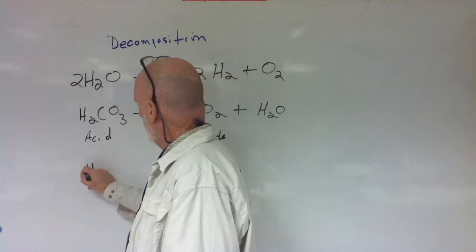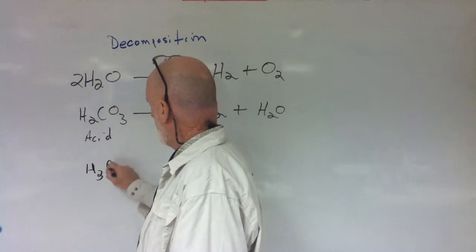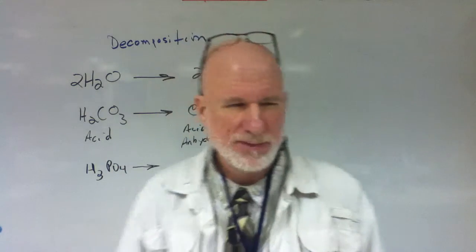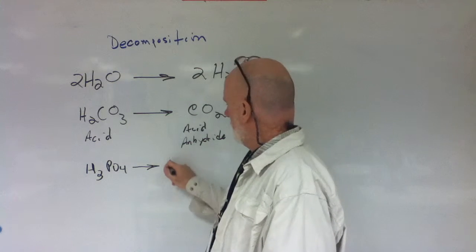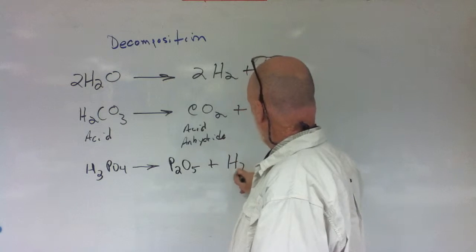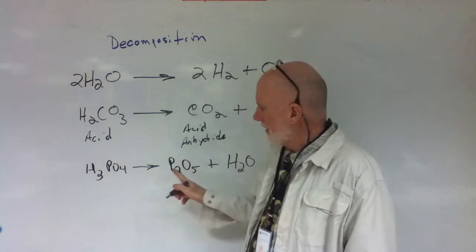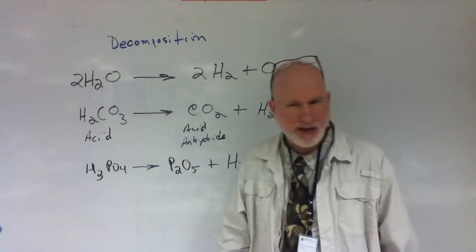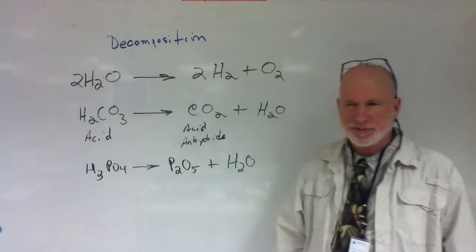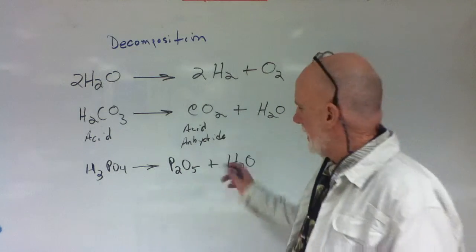We have one you're going to have to balance, and it's a tricky one to balance, but once you get it, it's going to be obvious. That's going to be P2O5 plus water. The acid anhydride that corresponds to PO4 is P2O5, diphosphorus pentoxide. So how would you balance that?